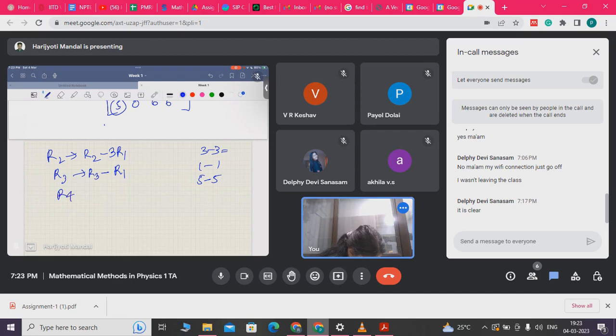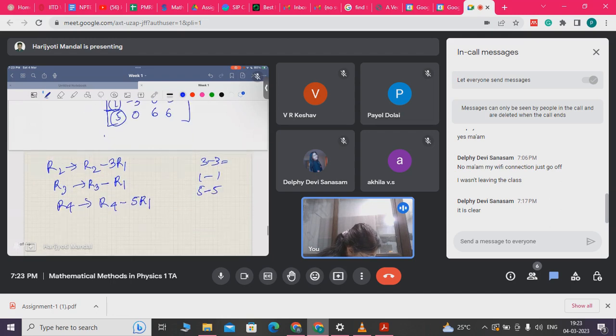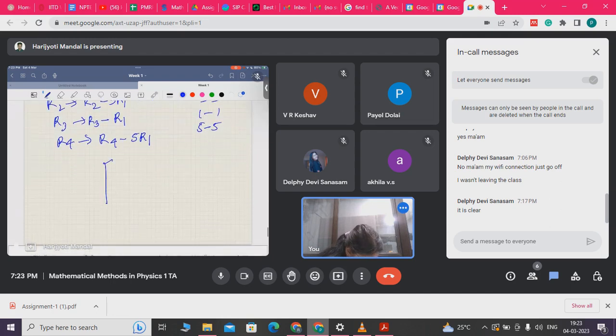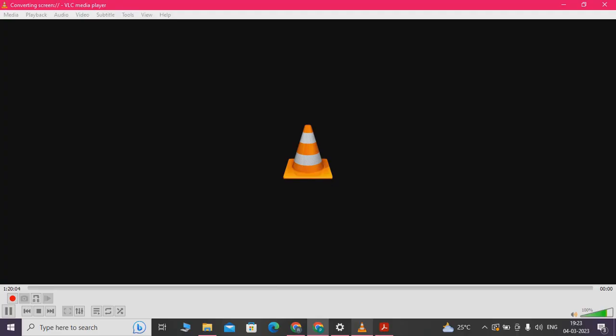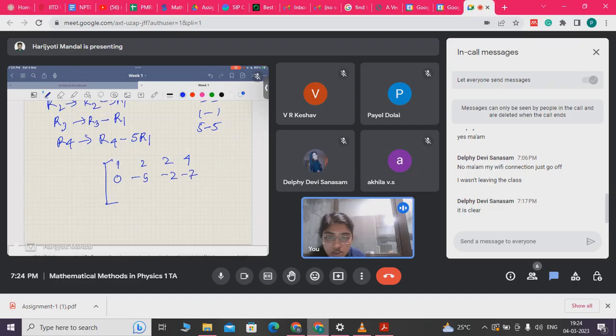For any step, keep one row fixed. For the first step, keep row 1 fixed, just for simplicity. R4 will be R4 minus 5 of R1. So then it will be 1 2 2 4, 0 minus 5 minus 2 minus 7.